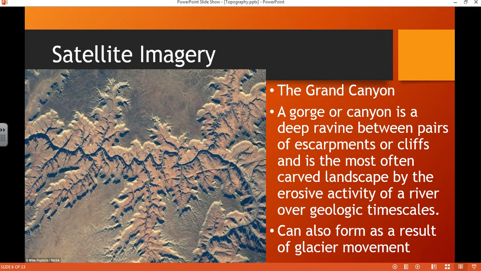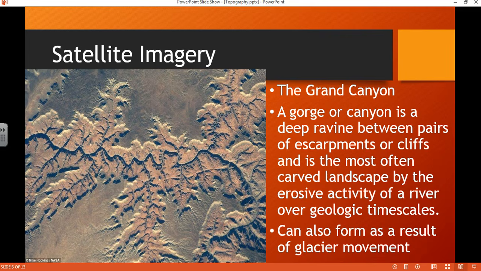This is a satellite image of the Grand Canyon. A canyon is a deep ravine between 2 pairs of cliffs that are most often carved by the erosive activity of a river. This process takes a long time, hundreds if not thousands of years, for the water to erode the landscape enough to create a canyon.